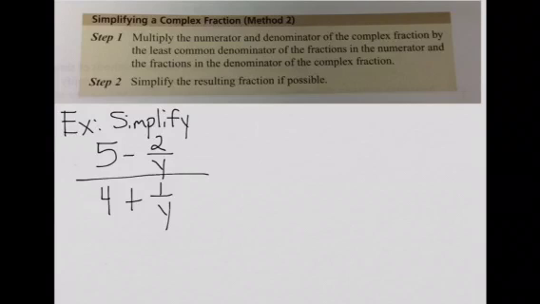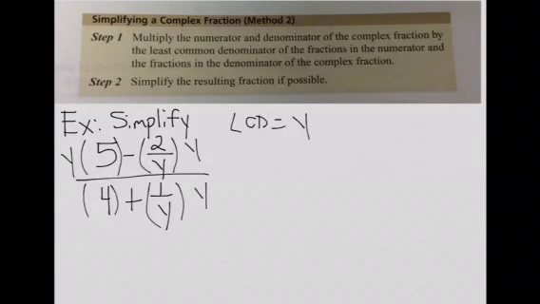All right, so here we have (5 minus 2 over y) over (4 plus 1 over y). And so again, first thing we want to do is find that LCD. If I look for the LCD, I get that again, it's y. And so we multiply. I'm going to write it a little differently this time. I'm multiplying every single term by the y.